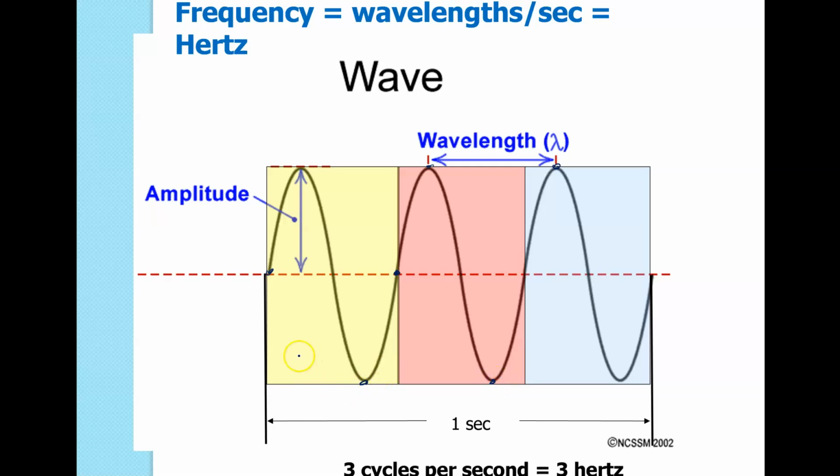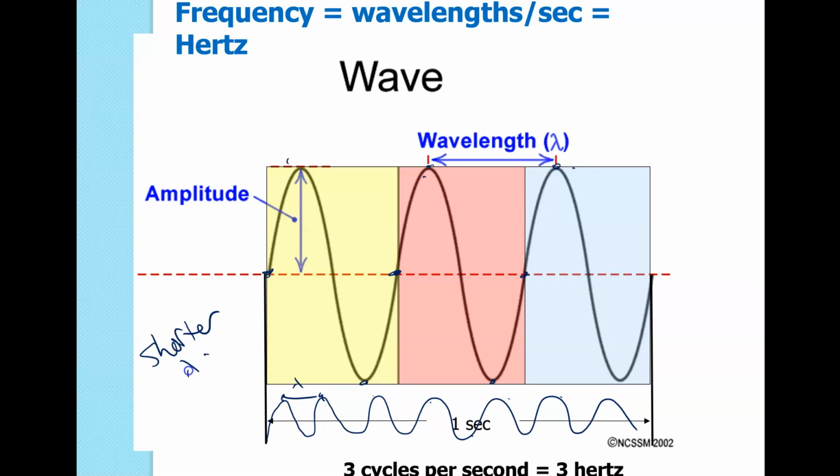And if you can see, if I had a wave that looked like this, it has a lot more cycles in 1 second than this one does. This one has 3: 1, 2, 3 cycles. This one would have 1, 2, 3, 4, 5, 6, 7-ish cycles. But its wavelength is shorter. So shorter wavelength equals higher frequency.